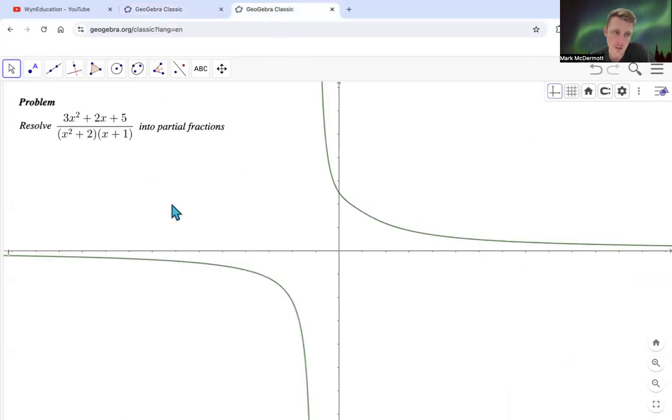Try this out. See how you go. Resolve 3x squared plus 2x plus 5 all over x squared plus 2 by x plus 1. Start to think about which one might be the irreducible quadratic. If you find the whole idea of the discriminant challenging, think of an irreducible quadratic as being any quadratic that doesn't have any x-intercepts. X squared plus 2 is not going to have any x-intercepts, is it? It's not going to hit the x-axis at any point. So therefore the discriminant's negative. All right, good luck.